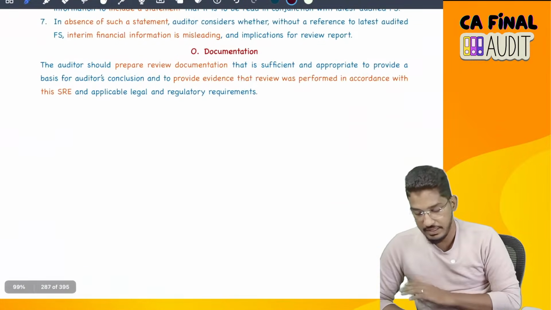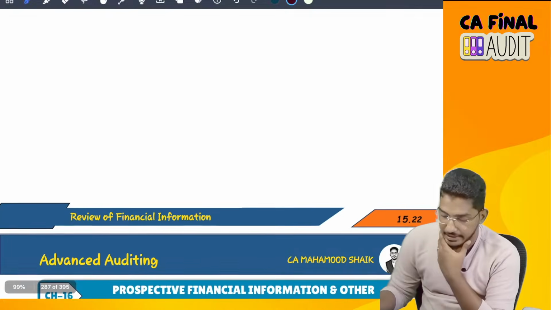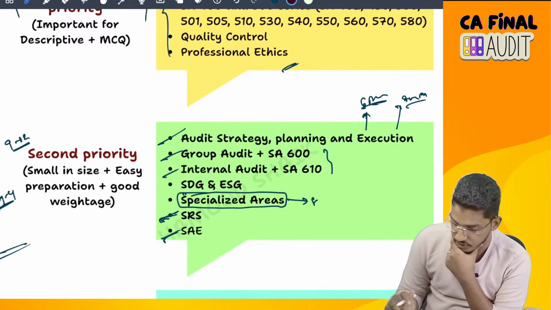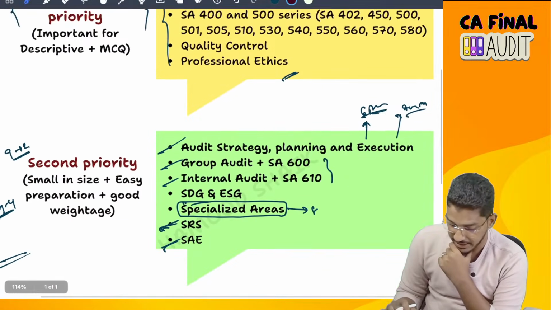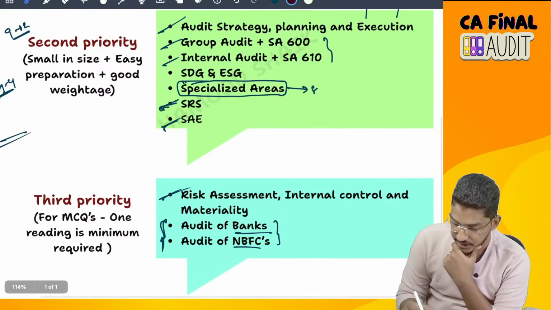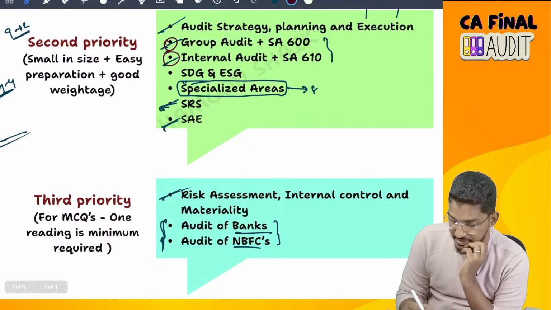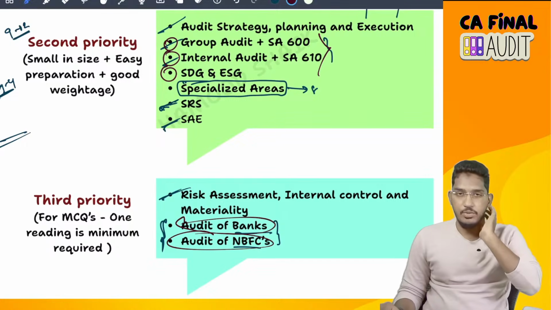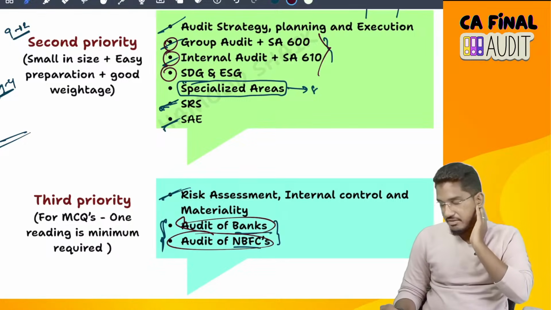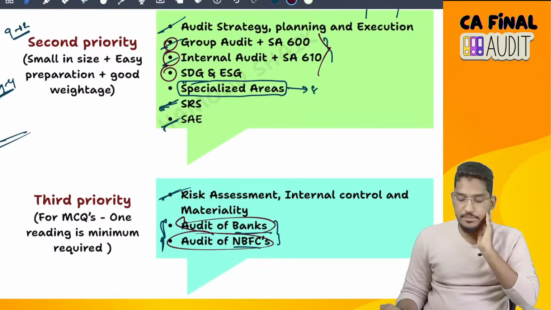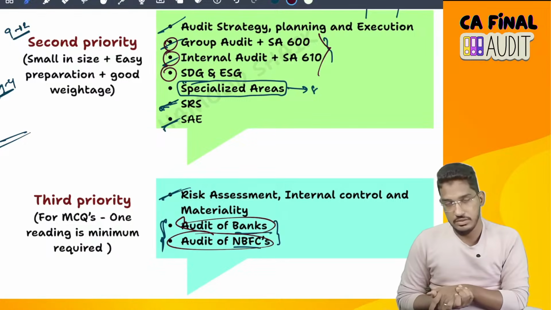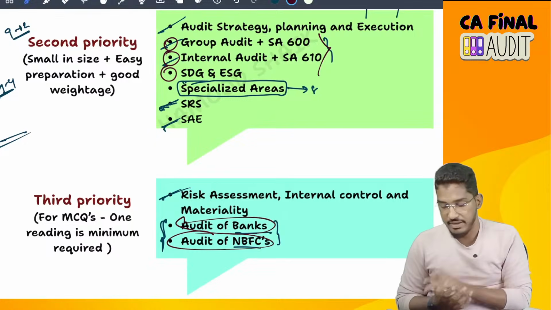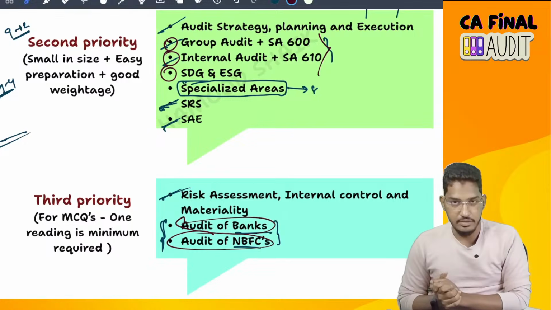Yeah. So whatever it is, we have covered SAE and SRE, and I have a few more things to be covered in second priority chapters. As I have told, internal audit is there, group audit is there, SDG, ESG. This also I want to do the revision. Along with that, I have also promised to do the revision of audit of banks and audit of NBFCs. So that I will do, and I will upload it on YouTube. We will not have a live session for this, but I will get it recorded and upload it on YouTube. Okay. So these 5 chapters, anyhow, I will do a separate revision.